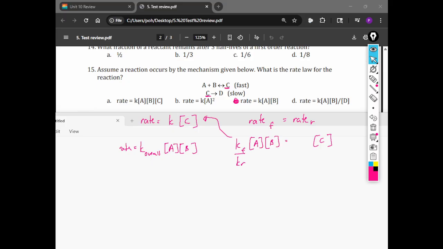And just a reminder, for the steady state, you do need to show your work for this. You can't just put this right here, k[A][B]. That's just the way the point totals work, and it'll be helpful when you take the test.